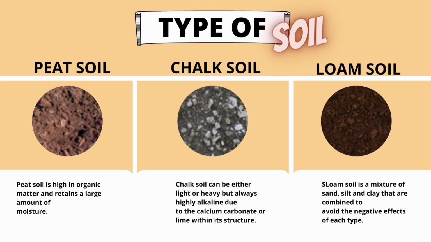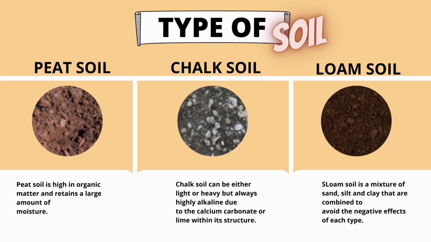Chalk soil. Chalk soil can be either light or heavy but is always highly alkaline due to the calcium carbonate or lime within its structure. As the soil is alkaline, it will not support the growth of plants that require acidic soils to grow. If a chalky soil shows signs of visible white lumps, then it can't be acidified, and gardeners should be resigned to only choose plants that prefer an alkaline soil.